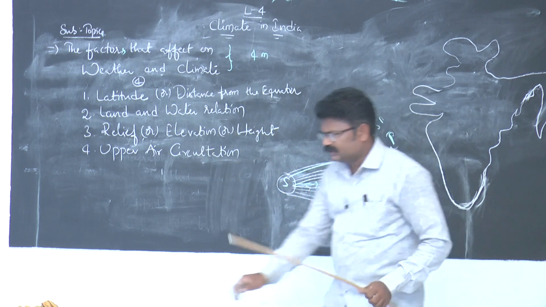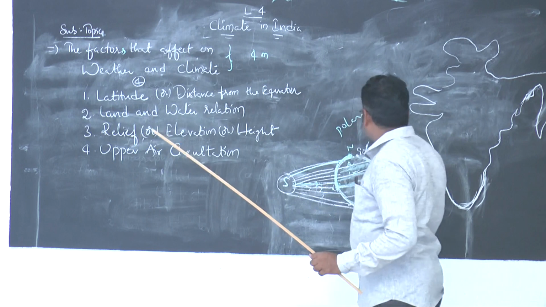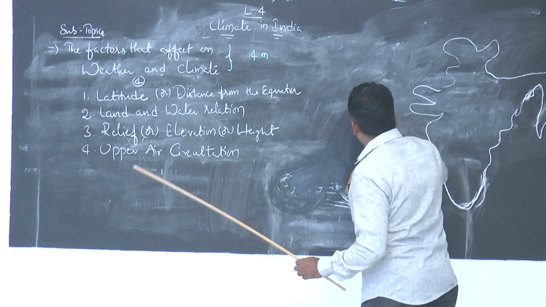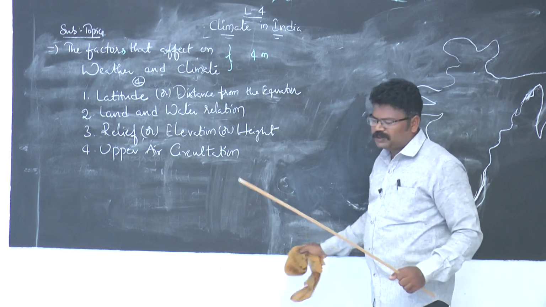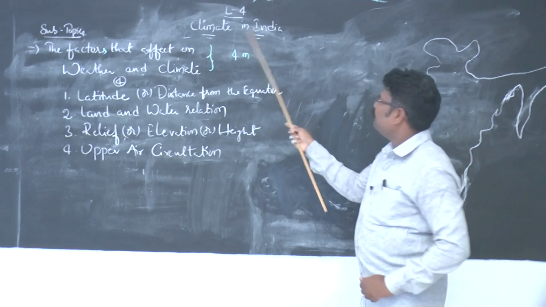And the second one is the land and water relationship. Land and water. Before that, I have to show an example of why there is this climate in India.